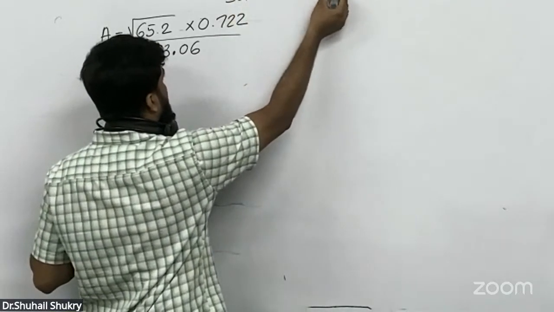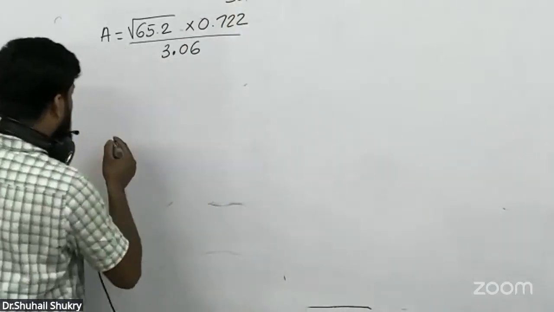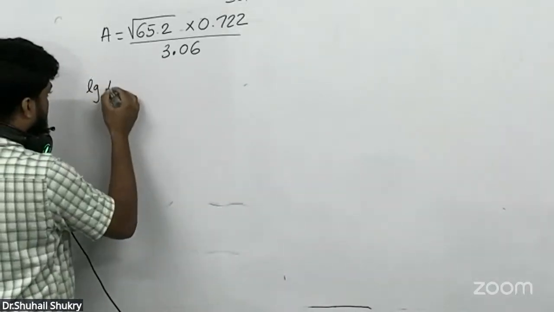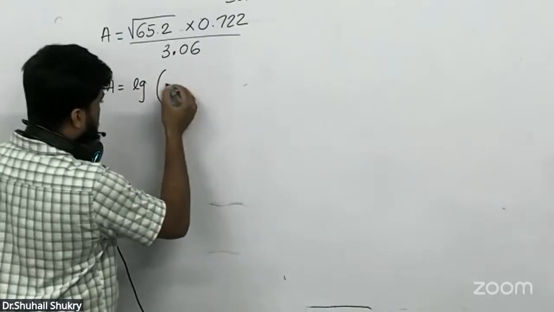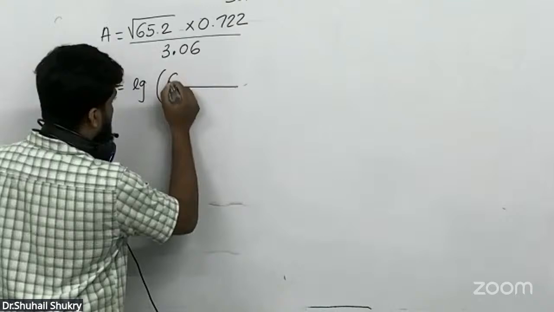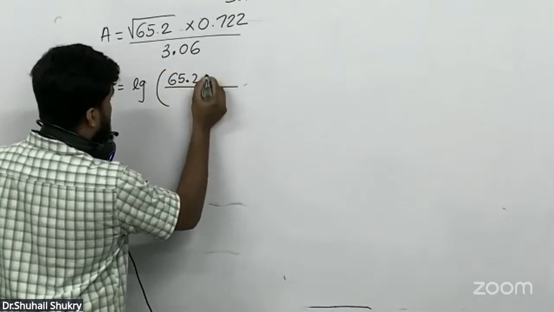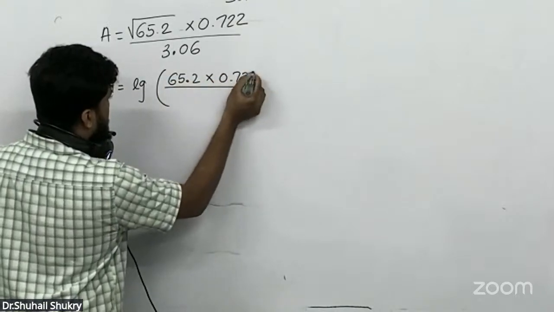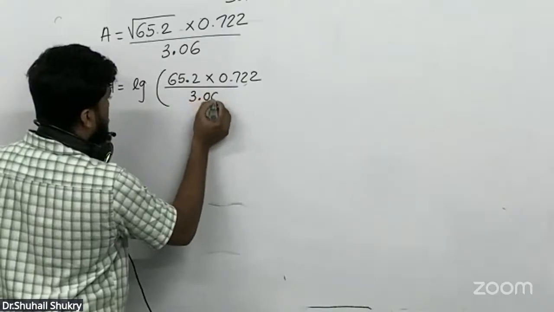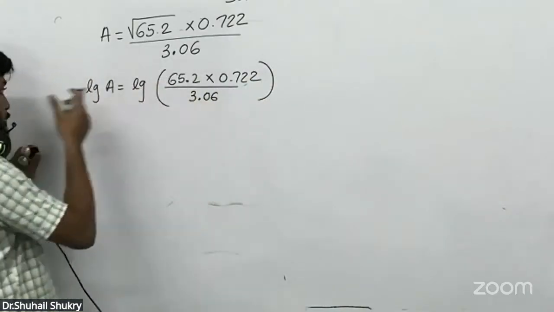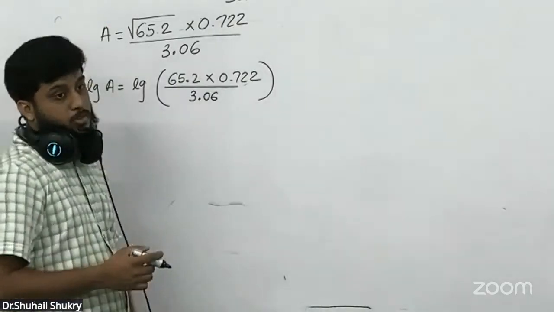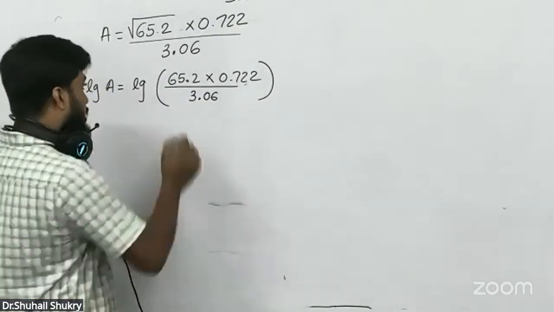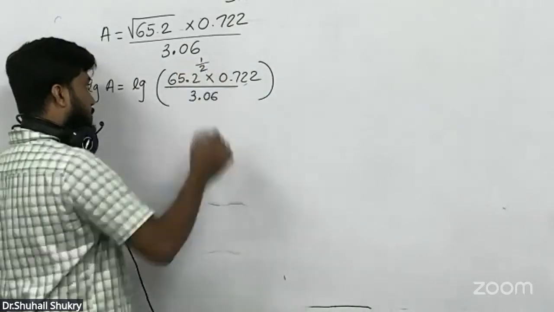First of all, we introduce the logs. When we are introducing the log, we write log A here, and on this side also we write log. When you are introducing the log, we have to put everything inside brackets. So this 65.2 will come here, 0.722 will come here, 3.06 will come here. Remember, when we are introducing brackets, normally we won't put square root values. If there are any square root values, we have to write them as a power. What is the power? Half. Normally a square root value we can write as a half power.